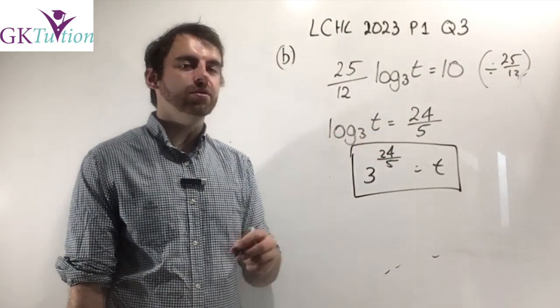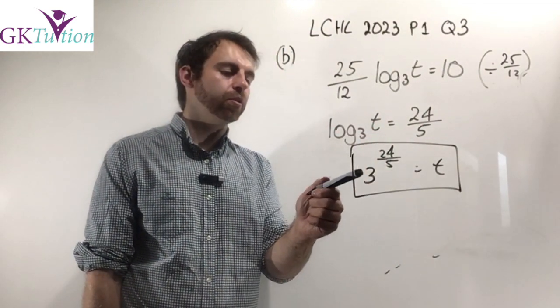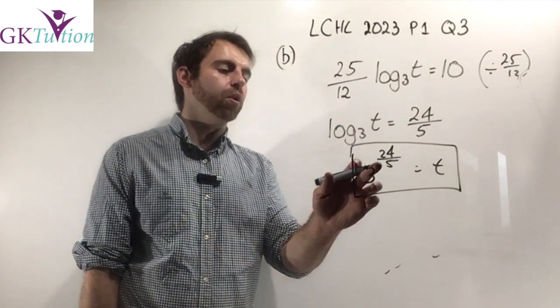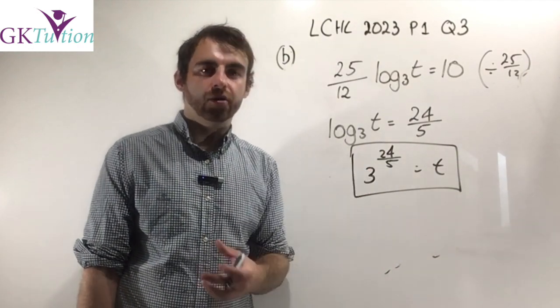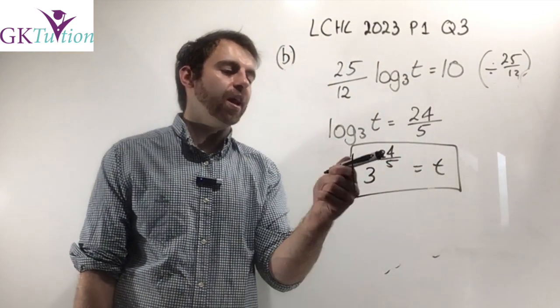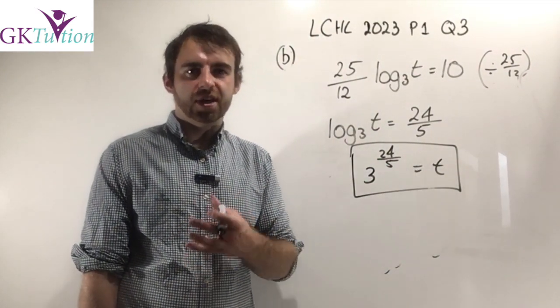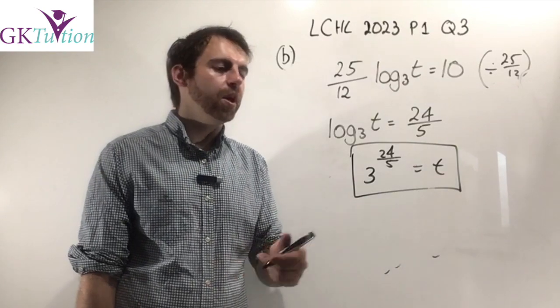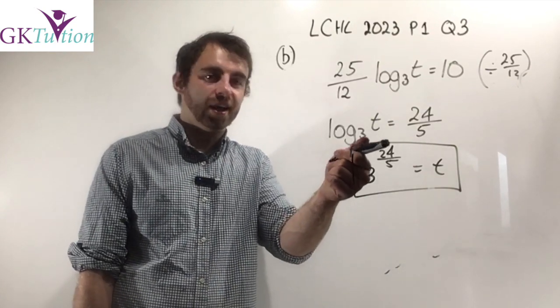The question asked you to leave your answer t in the form 3 to the power of r, where r is a rational number, or an element of Q. And that usually indicates that it's going to end up as a fraction. Usually if you see r an element of Q, you're expecting r to end up being a fraction.